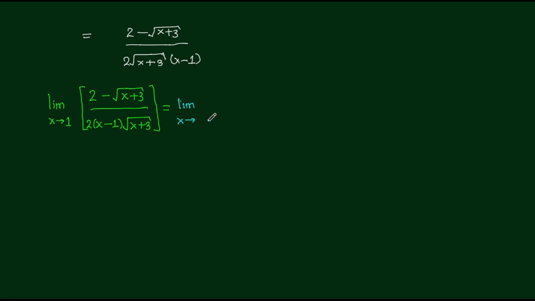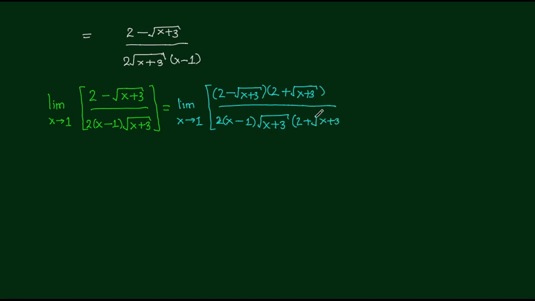So as x tends to 1, the conjugate pair of the numerator would be 2 minus under root of x plus 3 times 2 plus under root of x plus 3, and this divides the denominator, which is having 2 times x minus 1, and we have here x plus 3 multiplies the conjugate of the numerator, that is 2 plus under root of x plus 3.